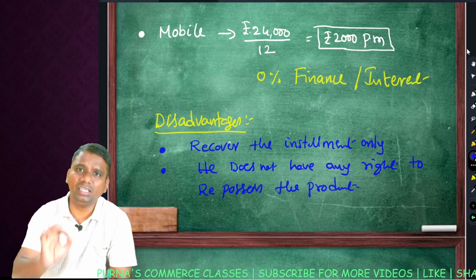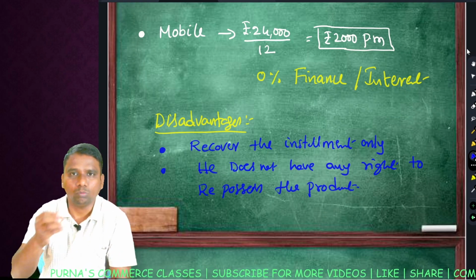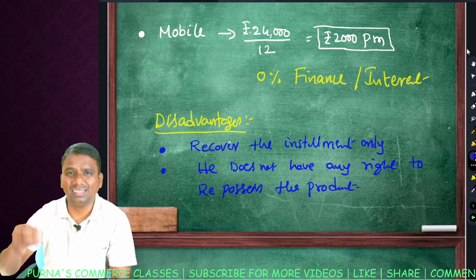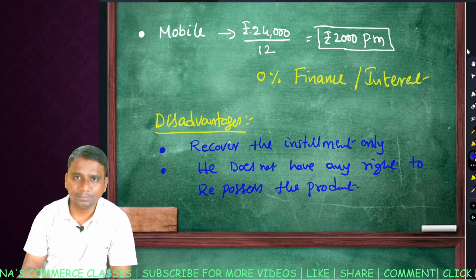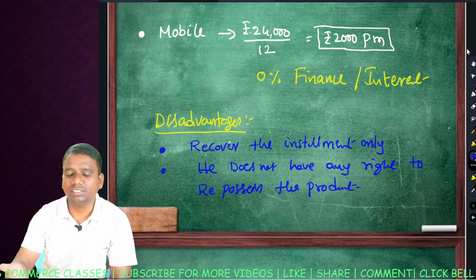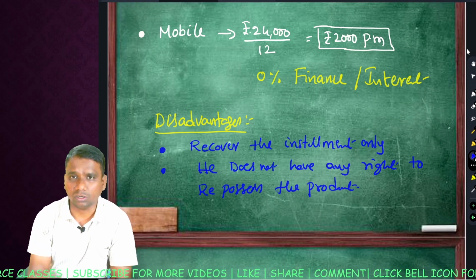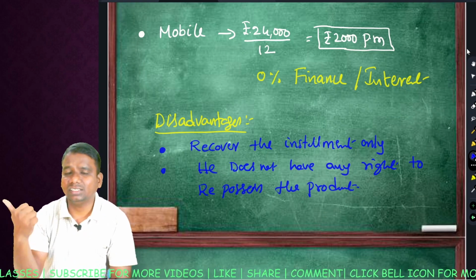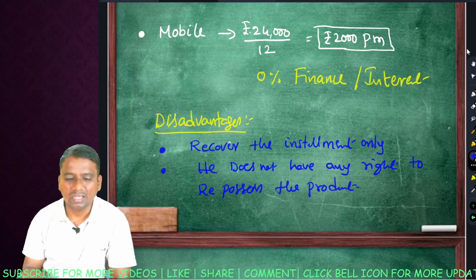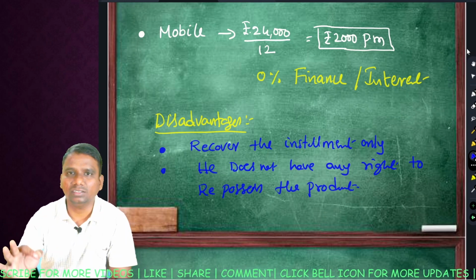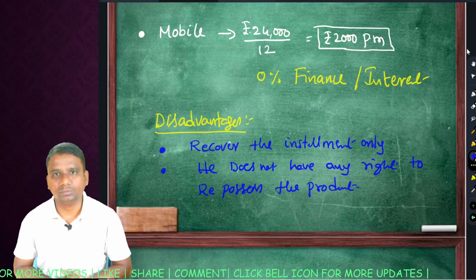You take any consumer goods, that means any electronic item. Just visualize mobile phone, AC, refrigerator, TV, washing machines, whatnot. Any product you buy, you pay the amount in installments, and if you fail to pay the amount in installments, the seller doesn't have any right to repossess the goods. Yes or no? This is the biggest drawback in the installment system. Try to understand this concept.